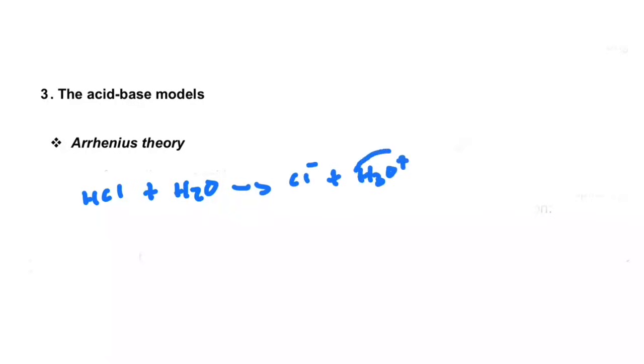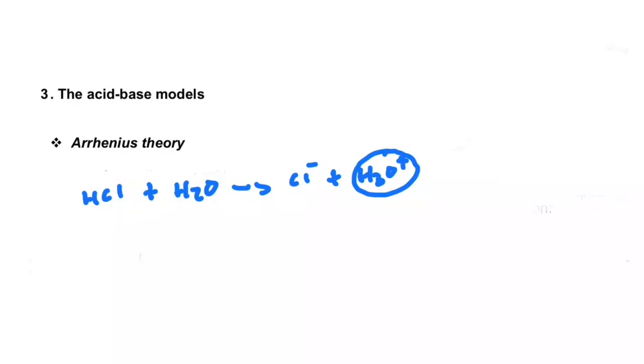So, Arrhenius theory. An acid produces hydrogen ions. Let me show you what I'm talking about. For instance, let's take HCl as an example, plus H2O. What are we going to get? We're going to get Cl minus plus H3O plus. This presence of H3O plus is what we refer to as hydronium ions. But the definition says hydrogen ions. So why are we now talking about hydronium ions?